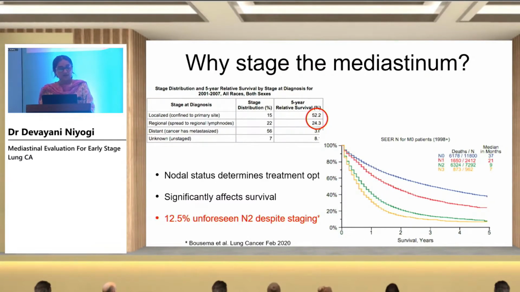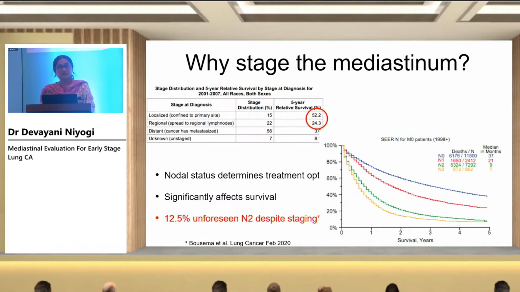So the answer to this question lies in the table on the top left. First of all, only 15 or 20% of lung cancer actually presents in the early or loco-regional stage. And if you notice the circled numbers in the last column, the survival drops precipitously, almost by half, once the lymph nodes become involved. So the nodal status actually determines the treatment options and the prognosis of the patient. It significantly affects the patient's survival. And despite all the staging that we do, 12.5% of the time we are still caught unawares with N2 disease. As you can see in the survival curves on the right, the red line is N1 node.